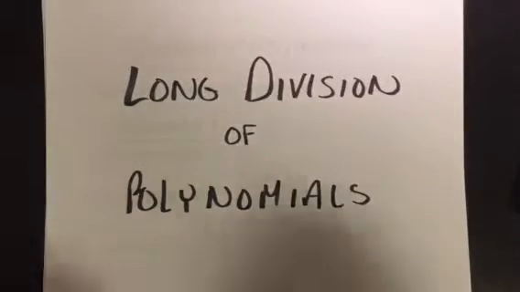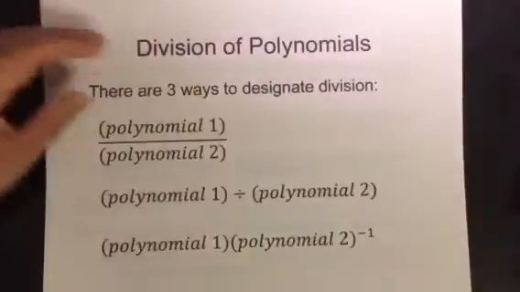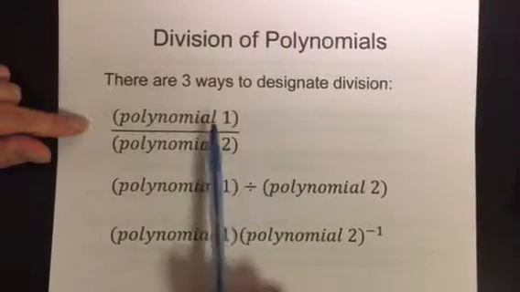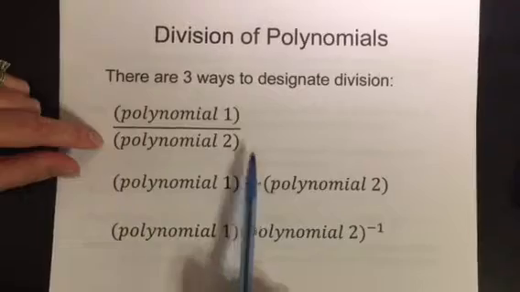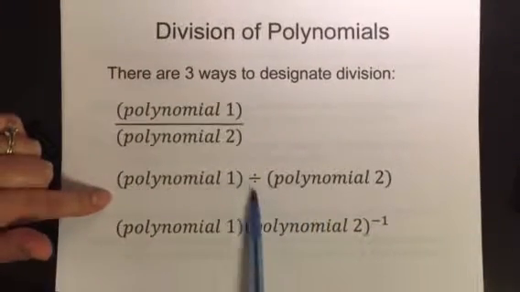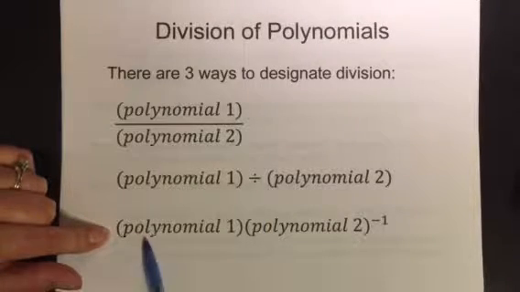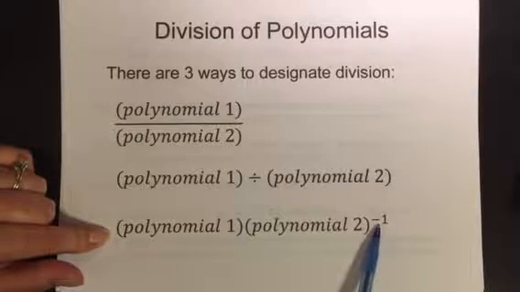Today we're going to work on long division of polynomials. Division of polynomials can look three ways. It can look like a fraction, so polynomial 1 divided by polynomial 2. It can look the good old-fashioned way with the division sign. And it can also look like polynomial 1 times polynomial 2 to the -1 degree.